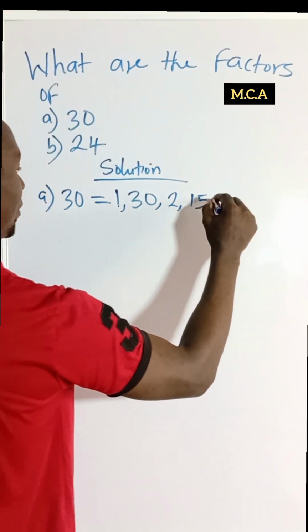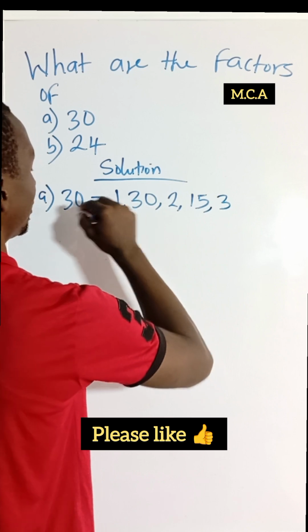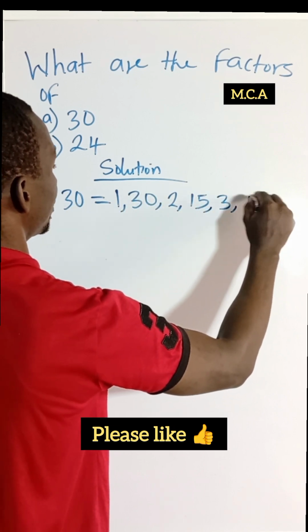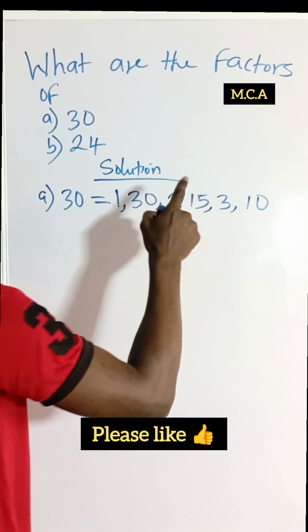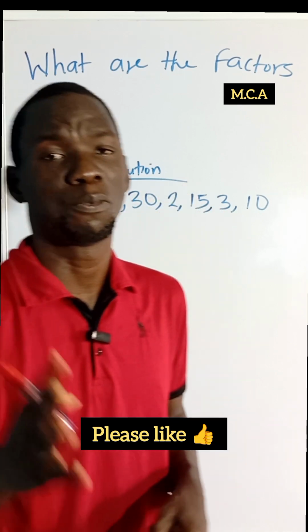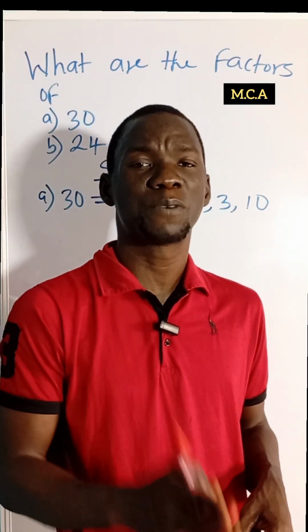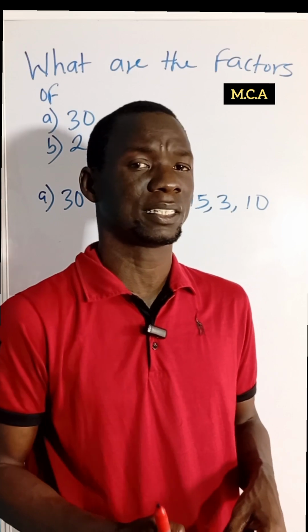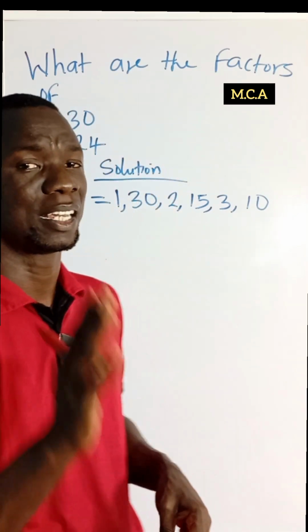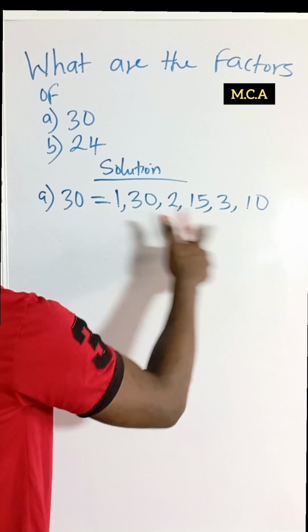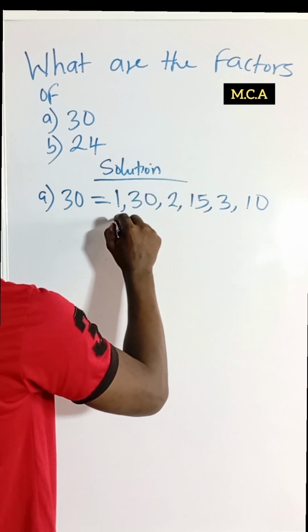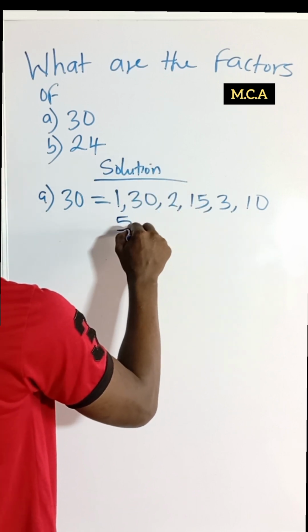Now the next number is 3. 30 divided by 3 gives us 10. Now the next number, if you use 4, you'll have a remainder. So 4 is not a factor of 30. The next number that can go in between them is 5. So 30 divided by 5 gives us 6.